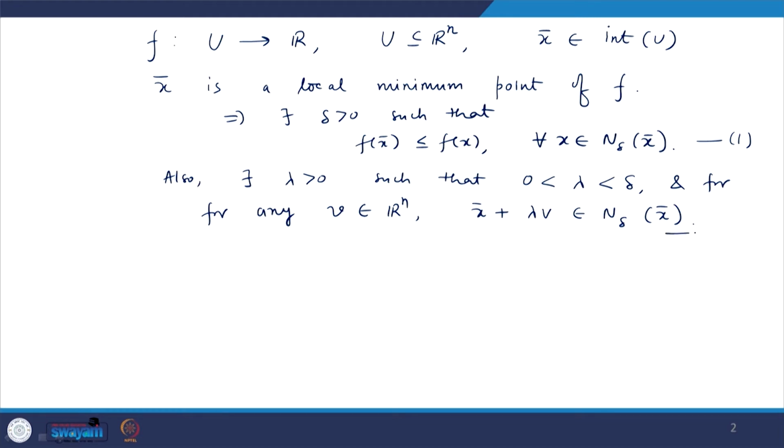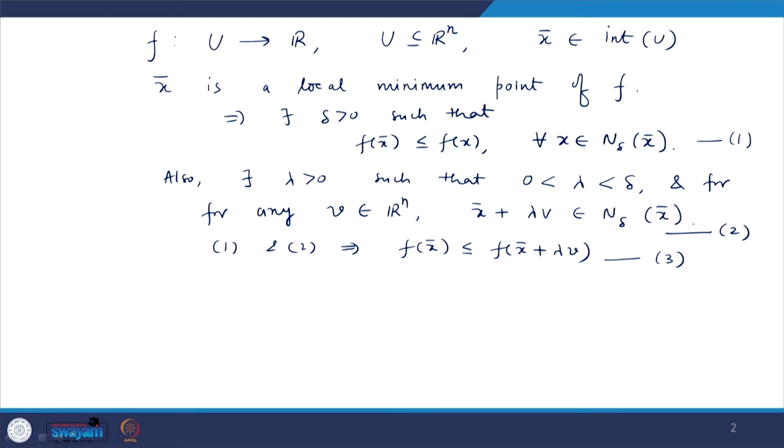So for any v belonging to R n and for sufficiently small lambda, x bar plus lambda v will also belong to the delta neighborhood of x bar. What have we concluded from 1 and 2? It implies that f of x bar is less than or equal to f of x bar plus lambda v also, because this point is in the delta neighborhood of x bar and this inequality holds for every x in the delta neighborhood. Let us suppose this inequality is 3.